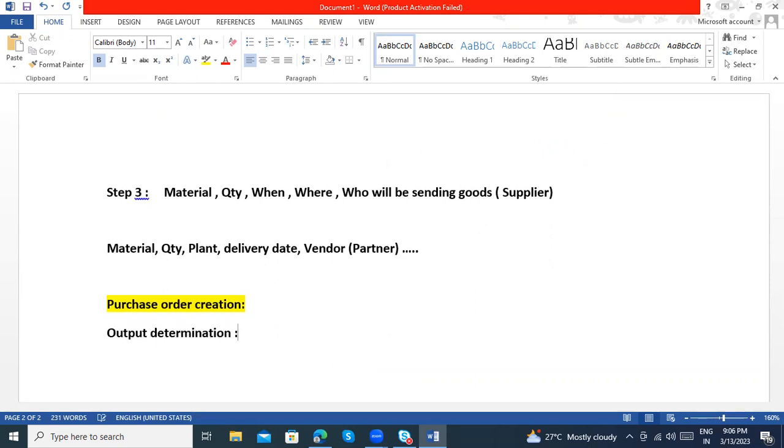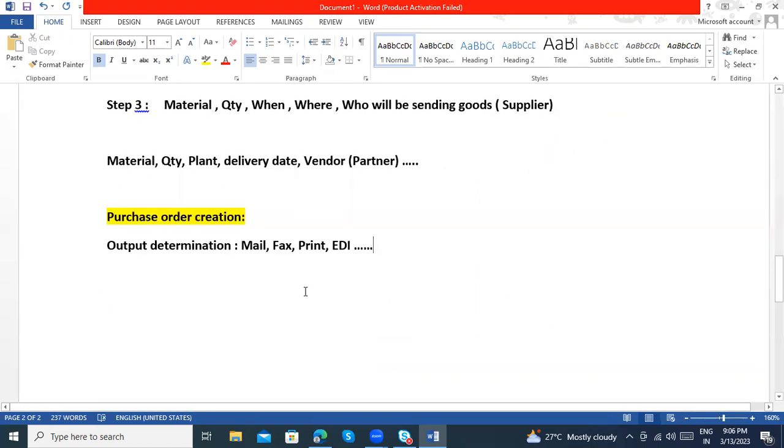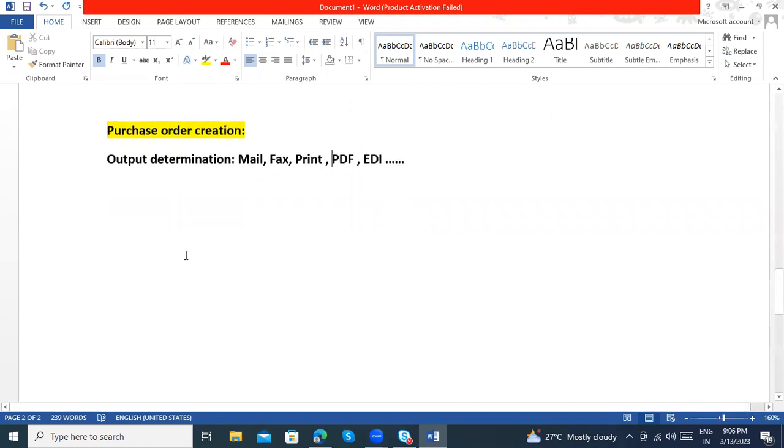Okay. So how are you sending this information to the vendor, through mail or fax, or is it a print, IDOC, or EDI? That information will be here in the output determination. Again, the medium is how you select it. Instead of print, you can convert to PDF as well, and send that. Okay, so this is the information you are sending to the vendor.